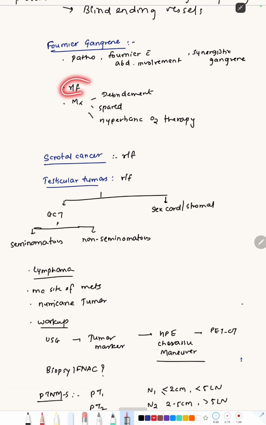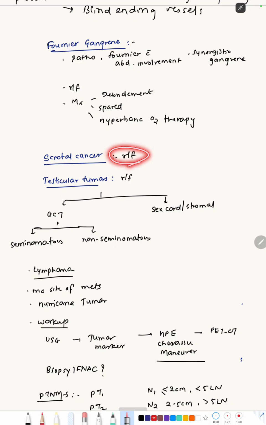Risk factors for Fournier's gangrene is obviously immunocompromised individual like diabetes or following a trivial trauma. Management is going to be aggressive debridement, and only the urethra and the testis is spared because of dual blood supply. Also, the newer modality includes the hyperbaric oxygen therapy.